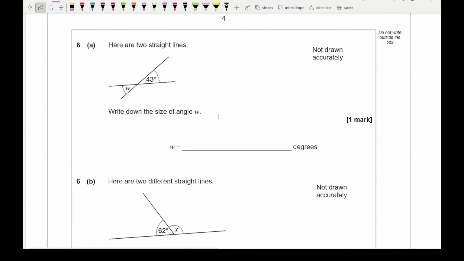Moving on to question 6a, it says here are 2 straight lines. Write down the angle of W. Well, these 2 angles here are opposite, and opposite angles are the same. So W therefore is going to be 43 degrees.